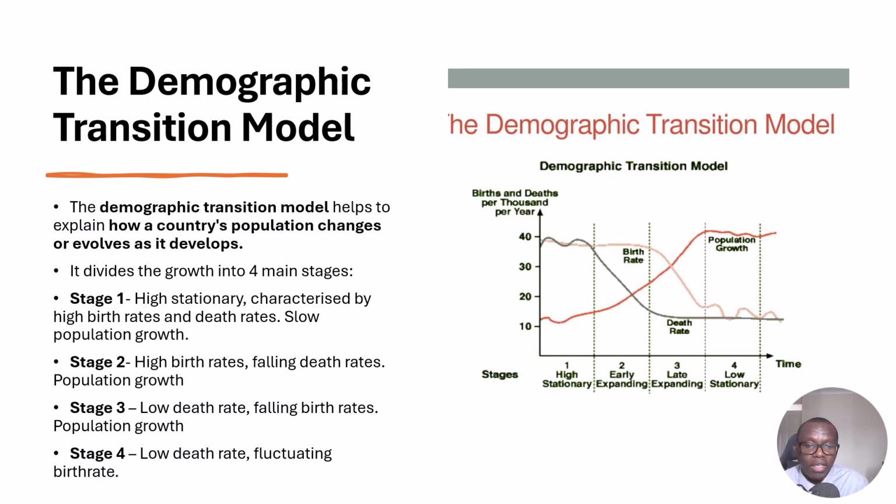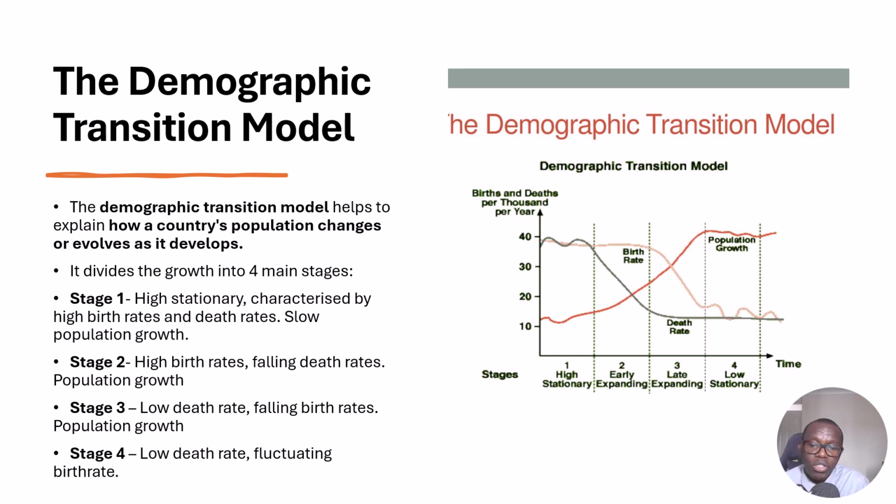This next slide here is also on population, and it shows us the demographic transition model. Now, this model helps us explain how a country's population changes as it develops. It shows 4 stages in a country's development. The first stage is the high stationary stage. Then you have the early expanding, and then late expanding, and finally the low stationary. The theory suggests that each country will go through each of these stages as it develops.